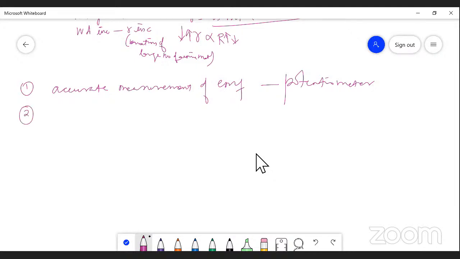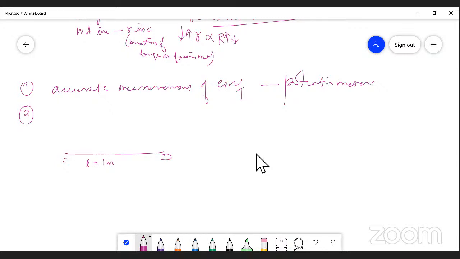The second question is: in a potentiometer of 1 meter length, an unknown EMF voltage source is balanced at 60 centimeter length of the potentiometer wire, while a 3-volt battery is balanced at 45 centimeter length. Then find the EMF of the unknown voltage source. See, they have given a potentiometer of 1 meter length. L is 1 meter total length.